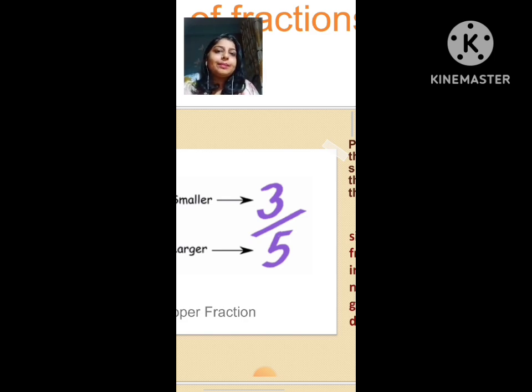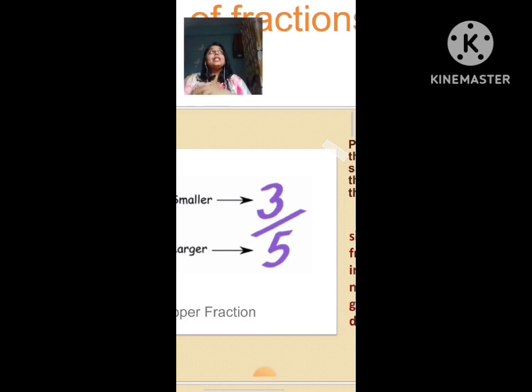8 by 9. Yes, very good. It's a proper fraction. Why? Because 8 is smaller than 9, and 8 is the numerator here, 9 is the denominator. So, when the numerator is smaller than the denominator, it is a proper fraction.